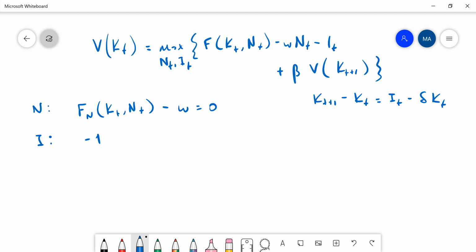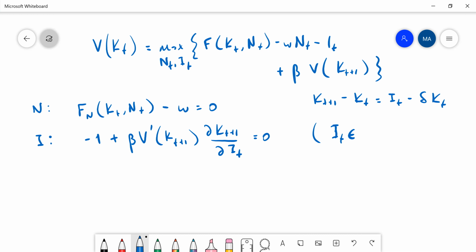And then plus beta V prime K_{t+1}. Then you want to take the derivative of K_{t+1} with respect to I_t, okay? Now here, let's suppose that there is some minimum and maximum levels of investment. Okay, remember we made a similar assumption in Takayama's example.